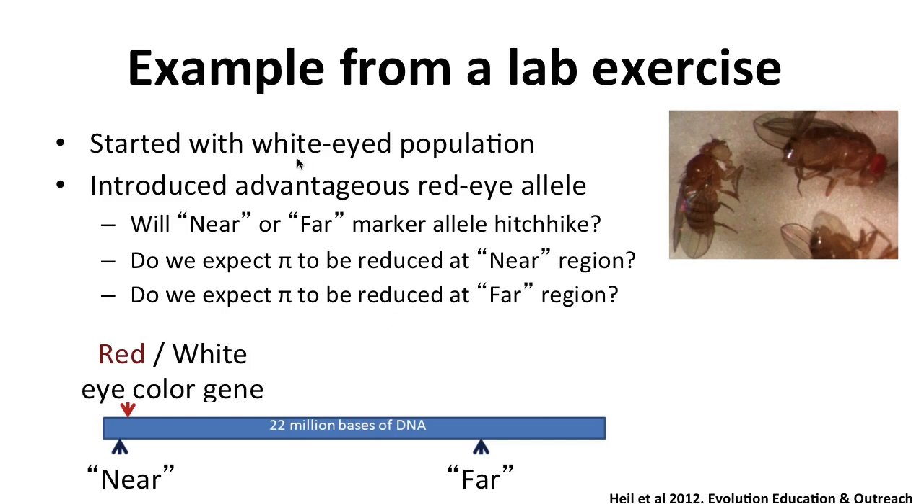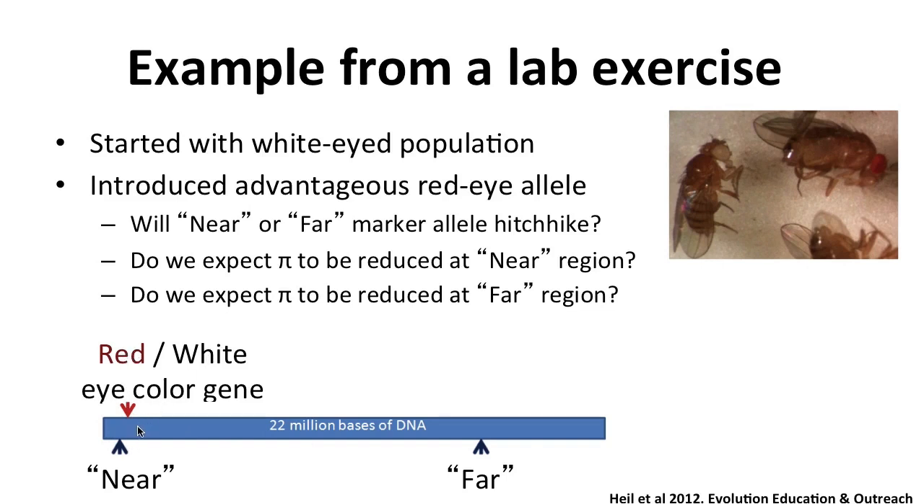Essentially, you start this population with a bunch of white-eyed fruit flies. These white-eyed fruit flies are healthy. They're okay. They're doing fine. You introduce a red eye allele. That's actually the wild type allele. What ends up happening is after several generations, you see that most of the flies end up having red eyes because this red eye allele is advantageous. Now, this bottom part shows you a chromosome. So the eye color gene is on the X chromosome, and here's the red-white eye color gene.